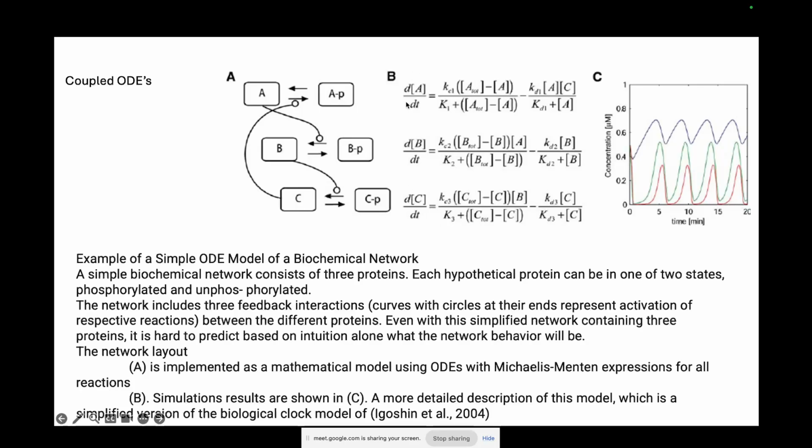As you notice, the change in concentration of A is dependent on C, and the change in concentration of B is dependent on A. So the substrates are not acting alone. The change in concentration of the substrates is dependent on other substrates as well. So this is what a coupled ODE looks like.